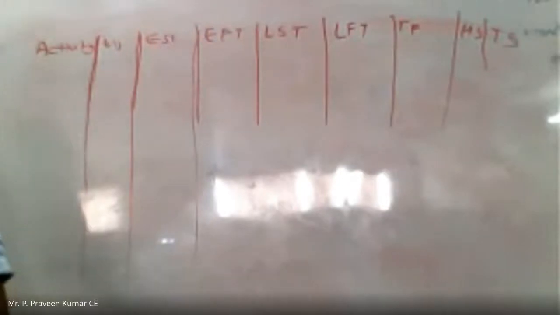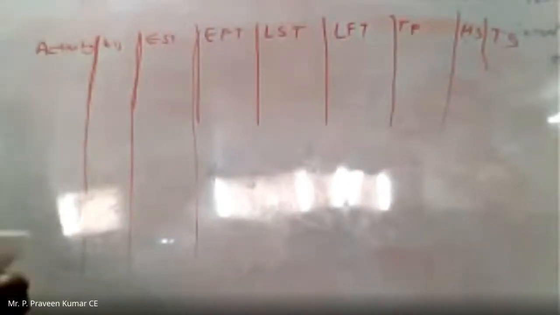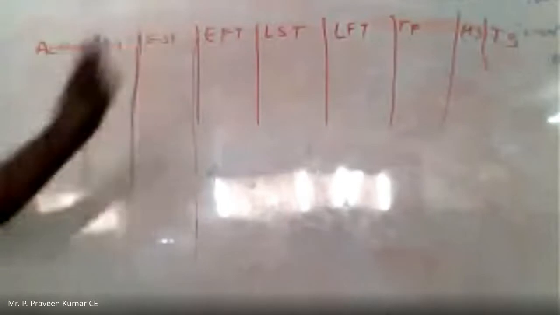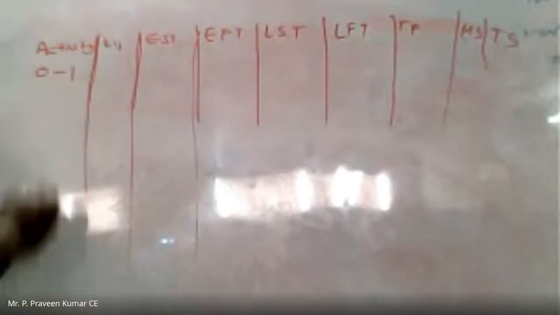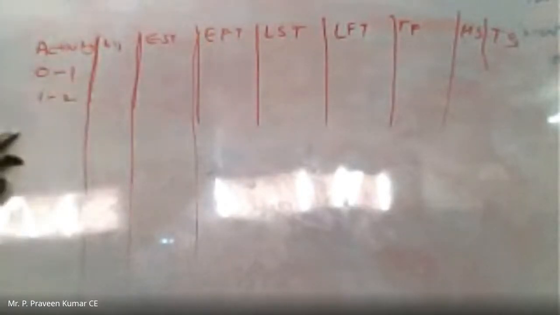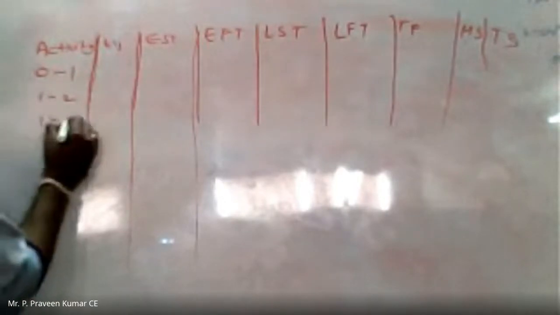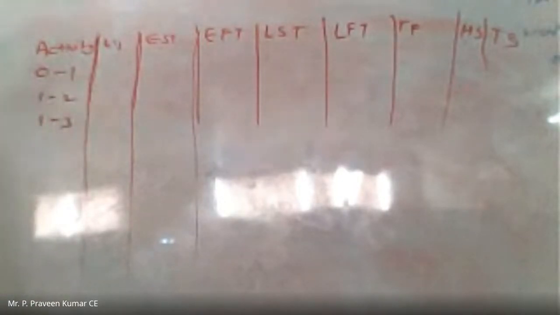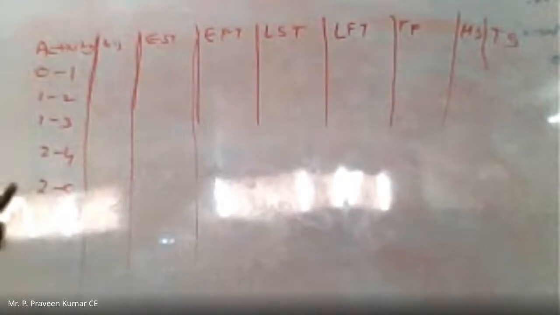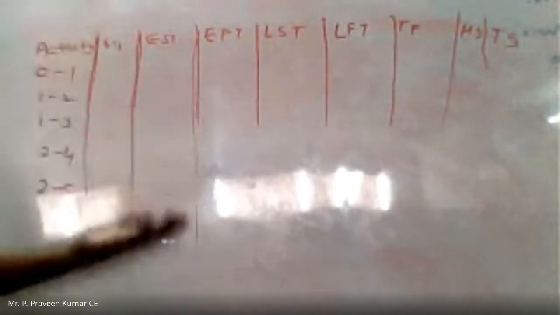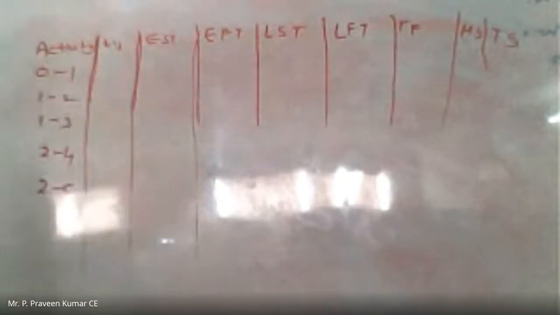Now see here. I will tell for 5 to 6 activities, then the remaining, the same process will be repeated. Coming to the activity part, what they have given: 0 to 1, 1 to 2, 1 to 3, 2 to 4, 2 to 5. For these 5 activities I will tell, and the remaining process you can understand very easily.